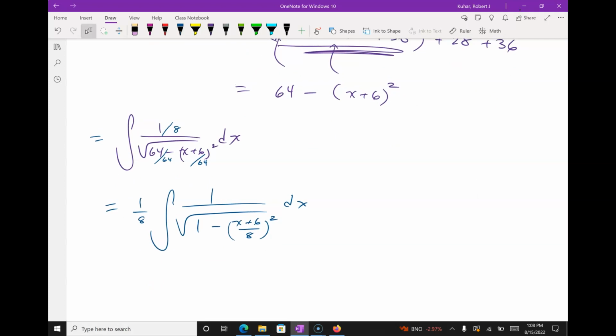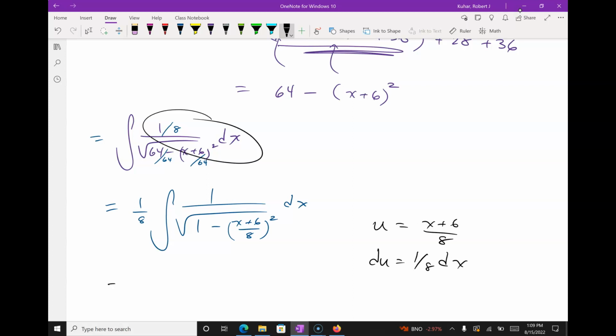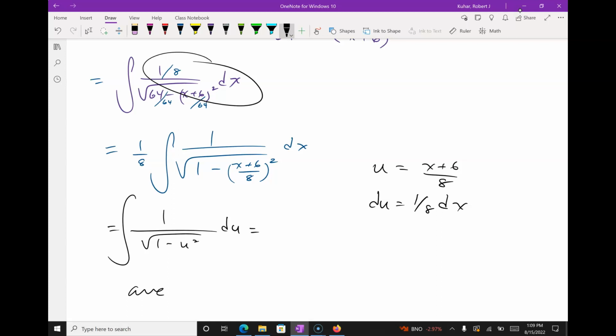The 64 is inside the radical, but now I want it inside the radical and inside the square. So you can see I have a u of x plus 6 over 8, and so du is 1 over 8 dx. I have that. So I have the integral of 1 over the square root of 1 minus u squared du, and so that's arcsine of x plus 6 all over 8 plus c.